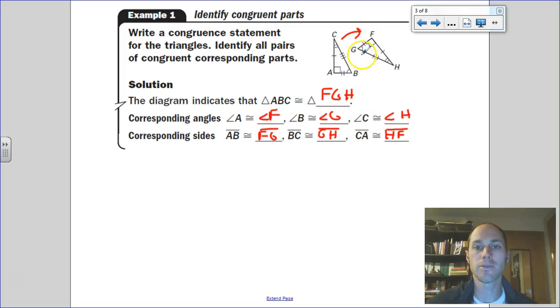A is congruent to F. Angle B is congruent to angle G. And angle C is congruent to angle H. Once we know which angles are congruent, we could write our congruent statement. A is the same as F, B and G, C and H. And then I could just match up AB, first two letters, FG, BC, GH, CA, HF. Or if I need to look at the diagram, I can match them up as well.